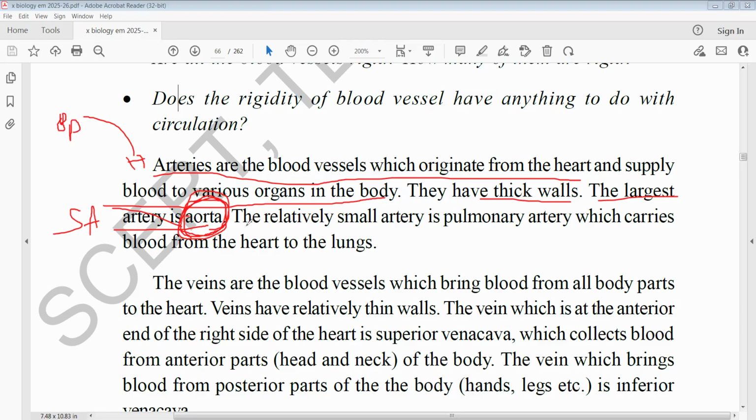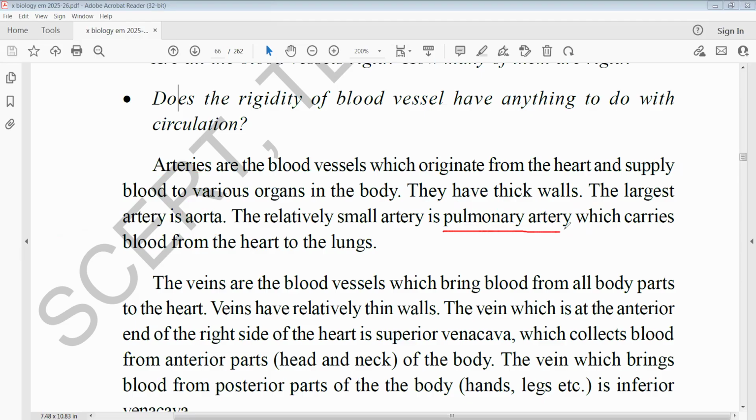All arteries carry the OB, oxygenated blood, to the body parts, but the exception is the pulmonary artery, which carries the DOB, deoxygenated blood, from the heart to the lungs. All arteries carry oxygenated blood from the heart to body parts, except the pulmonary artery, very important. The pulmonary artery is a special artery which moves from the heart to the lungs, carrying deoxygenated blood from where to where? From the heart to the lungs.